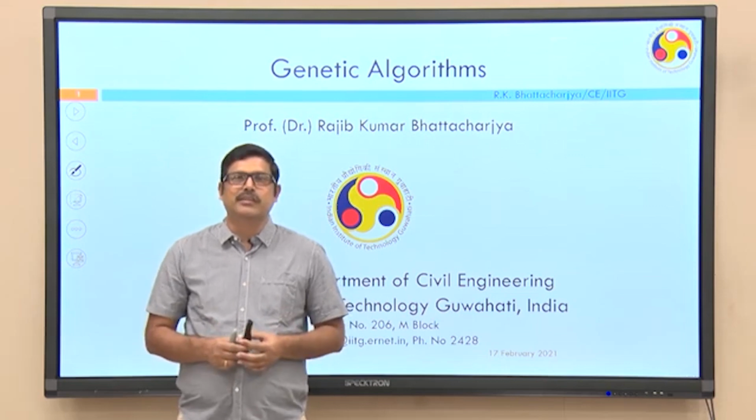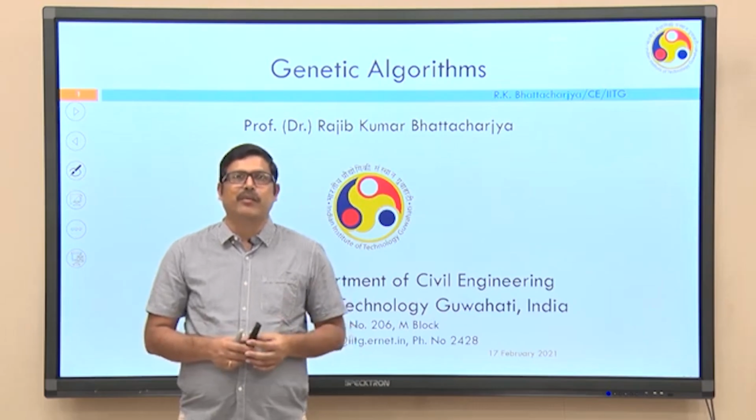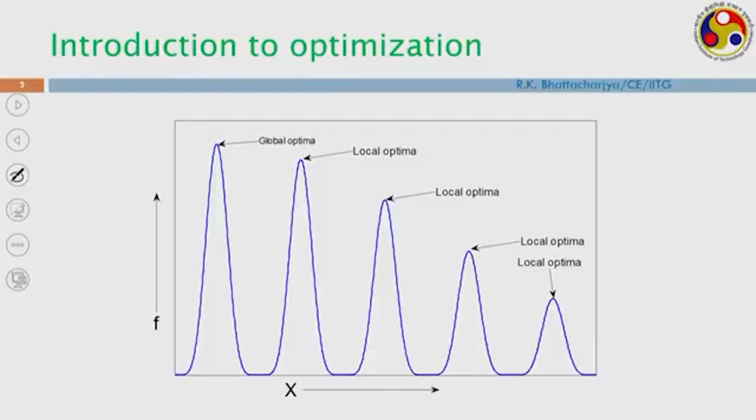So initially we will discuss the difficulties faced while applying the classical method, and then we will discuss the genetic algorithm. I have shown here a function, and if you look at this function, there are several optimal solutions. What is an optimal solution? The first derivative is 0. So these are all stationary points, and you can say that these are all optimal solutions, but one of them is the best solution and we call it the global optima.